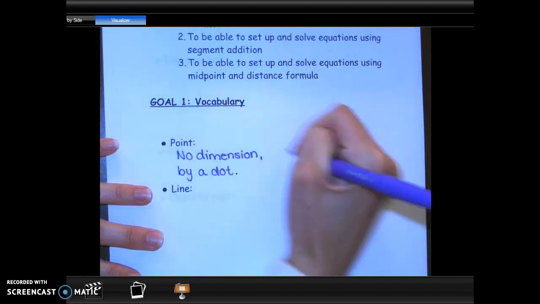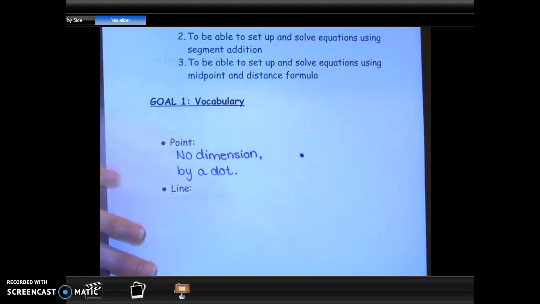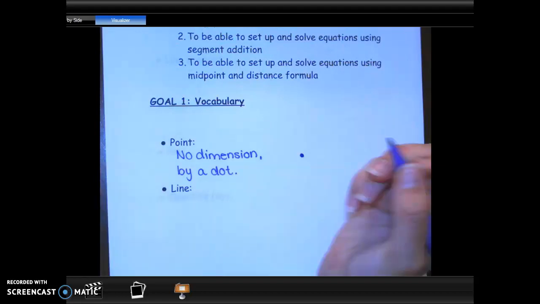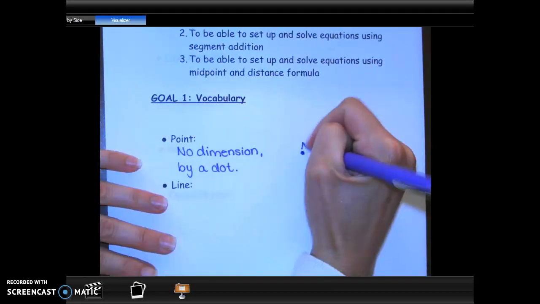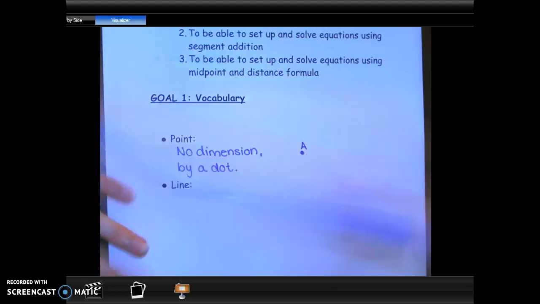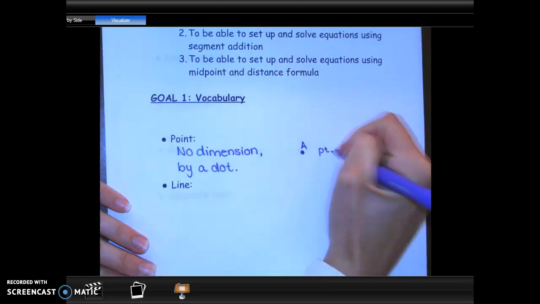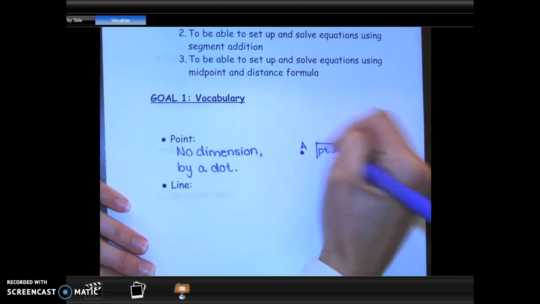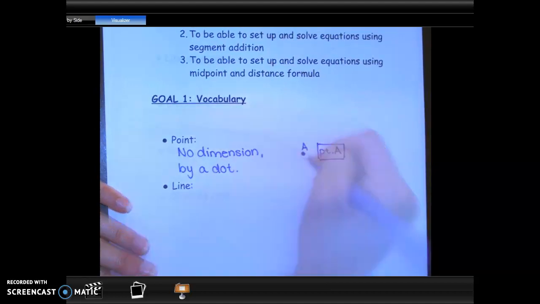So it can look a little something like this. This is considered a point. Now, how it is also identified is through its name. So let's say this had a capital A with it. This would be known as point A. This would be the name of it. This is what it looks like.